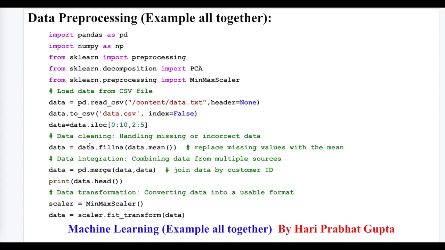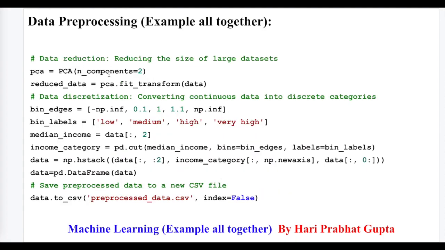Then use the data cleaning. Here you can remove the missing values or null values. Then you can do the data integration. That means we merge the same data 2 times, so that the final data is this one. We can print the data, and then we can do the min-max scaling so that we can change the scale of the values. Then we use the transformation that transforms the data with the help of min-max, so it comes into one given range. Then you need to reduce the size of the data, using PCA.